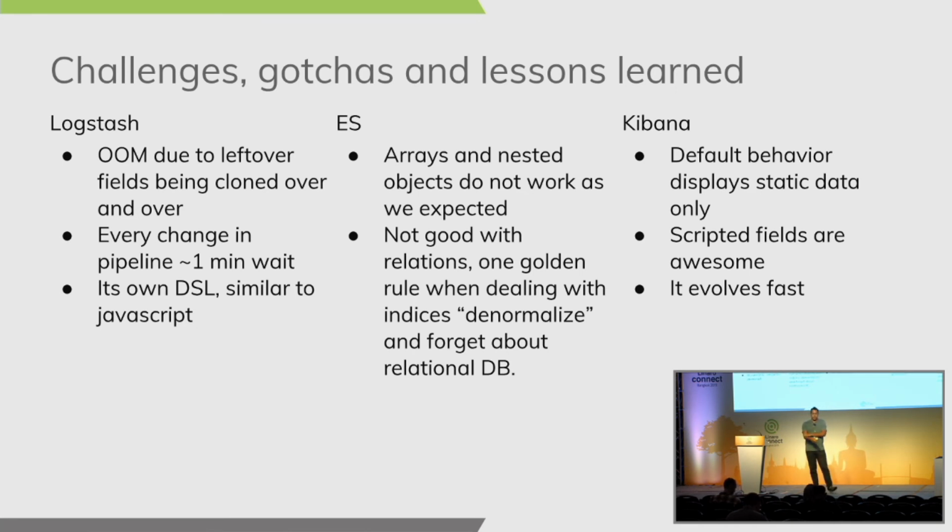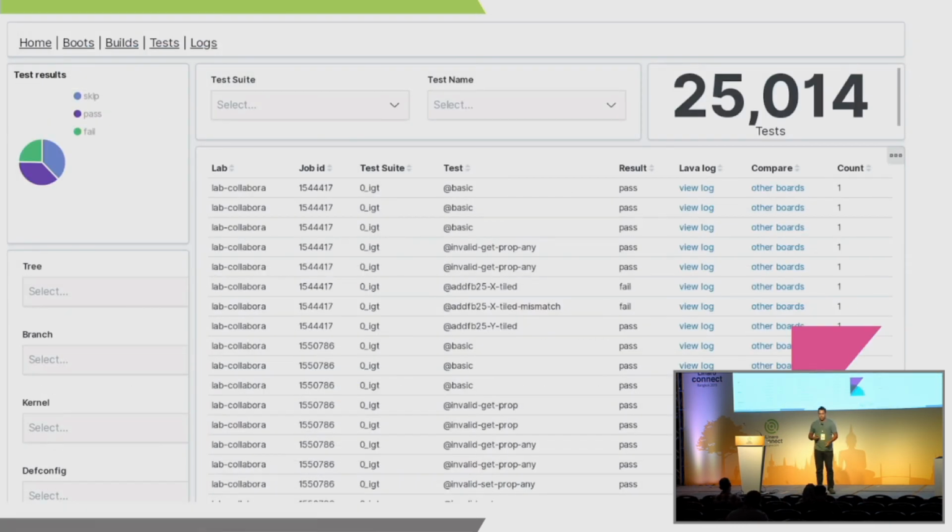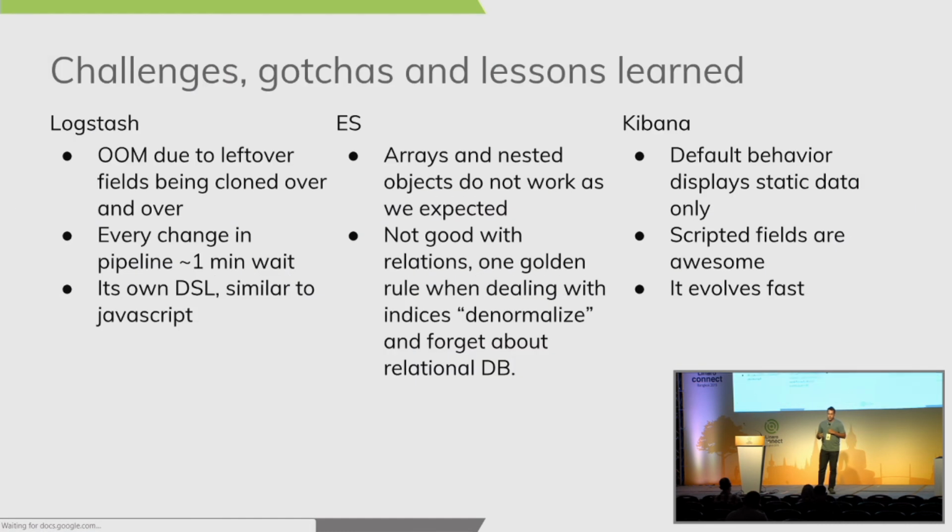And Elasticsearch, as already mentioned, arrays are not the way we thought of them. Also, it's not a relational database, so we cannot think of Elasticsearch as a database. And in Kibana, the default behavior is just to display static data, but I figured around that. When you see these dashboards here that have the links, that's not the default behavior in Kibana. So you have to dig deep to find a way to navigate, to create these navigation things that I created. It's not very pretty, but it does the job.